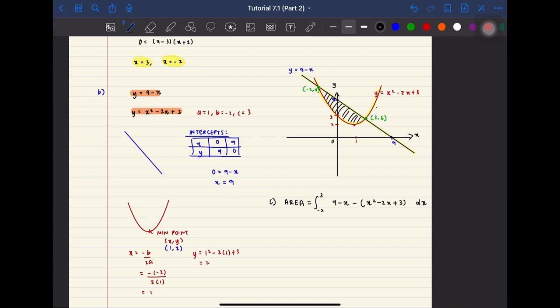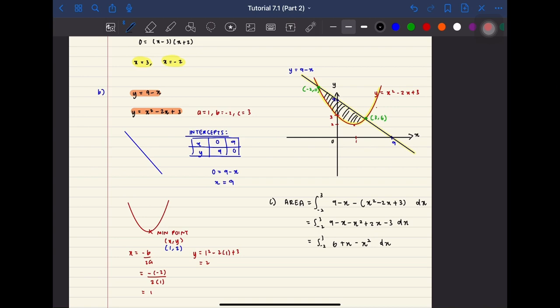Okay. So kita buka dulu bracket negatif tu. Integral from negatif 2 until 3, 9 tolak x square tambah 2x tolak 3 dx. Negatif 2 until 3. So 9 tolak 3, 6. Tolak x tambah 2x is positive x. And then negative x square dx. Okay.